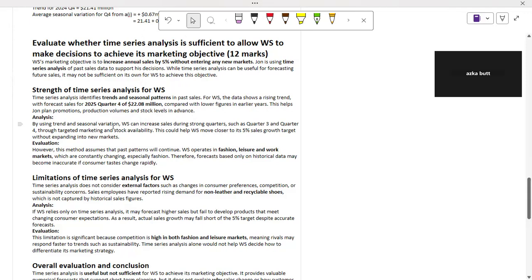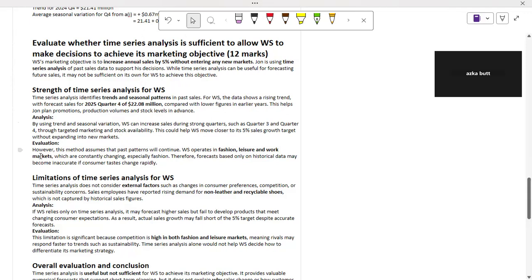By using trend and seasonal variation, WS can increase sales during the strong quarters, such as quarter three and quarter four, through targeted marketing and stock availability. And this could help WS move closer to the 5% sales growth target without expanding into new markets.